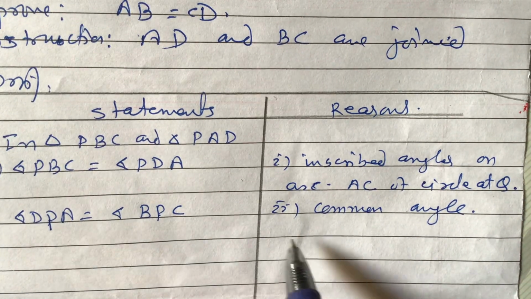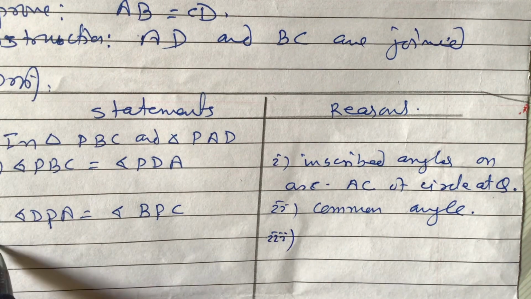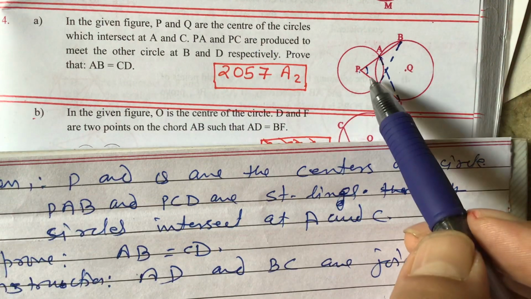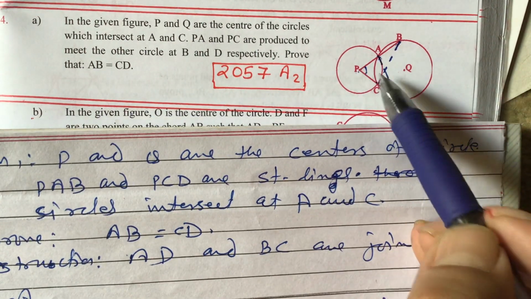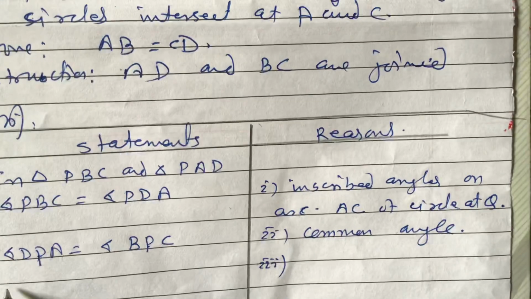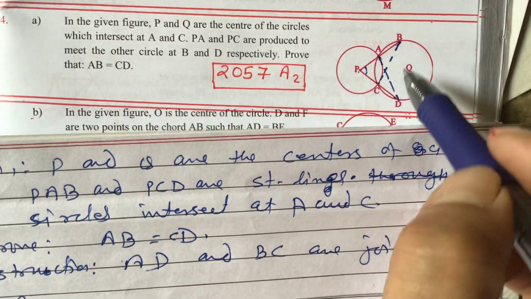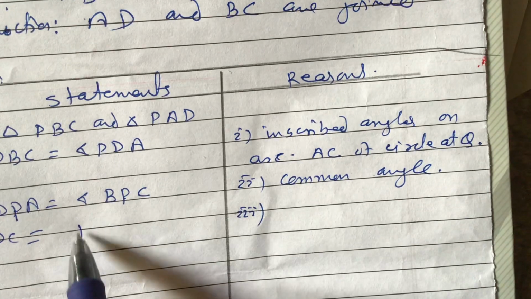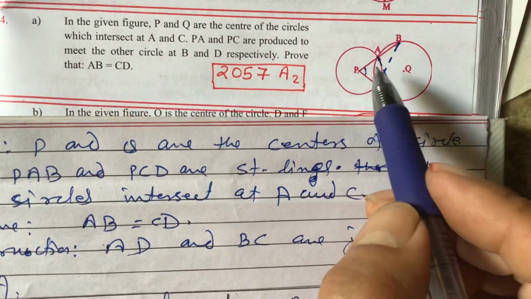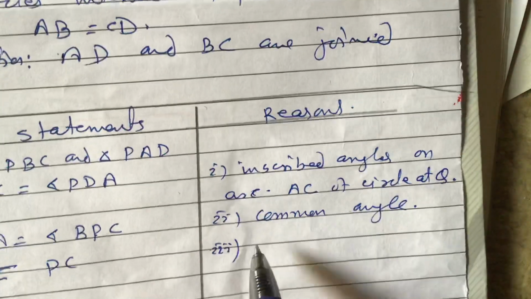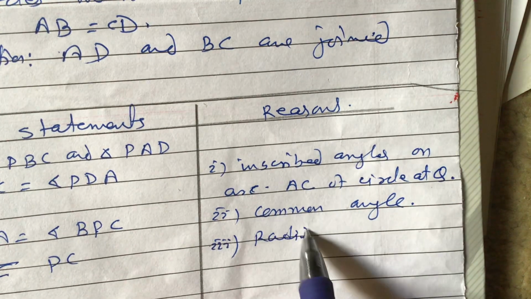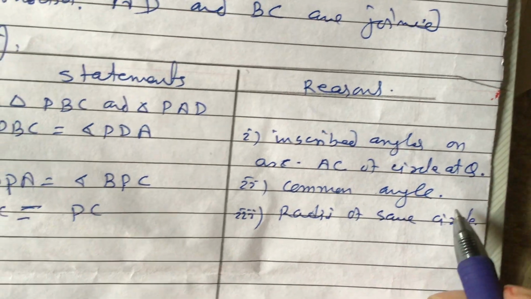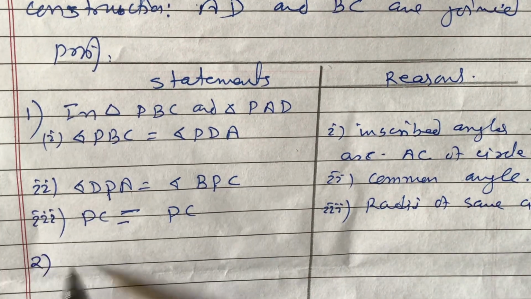Now third, we need one more side to make it congruent. Angle, angle, side. For triangle PBC, the side PC is equal to, for triangle PAD, side PA. So PC and PA are the radii of the same circle, in this smaller circle.